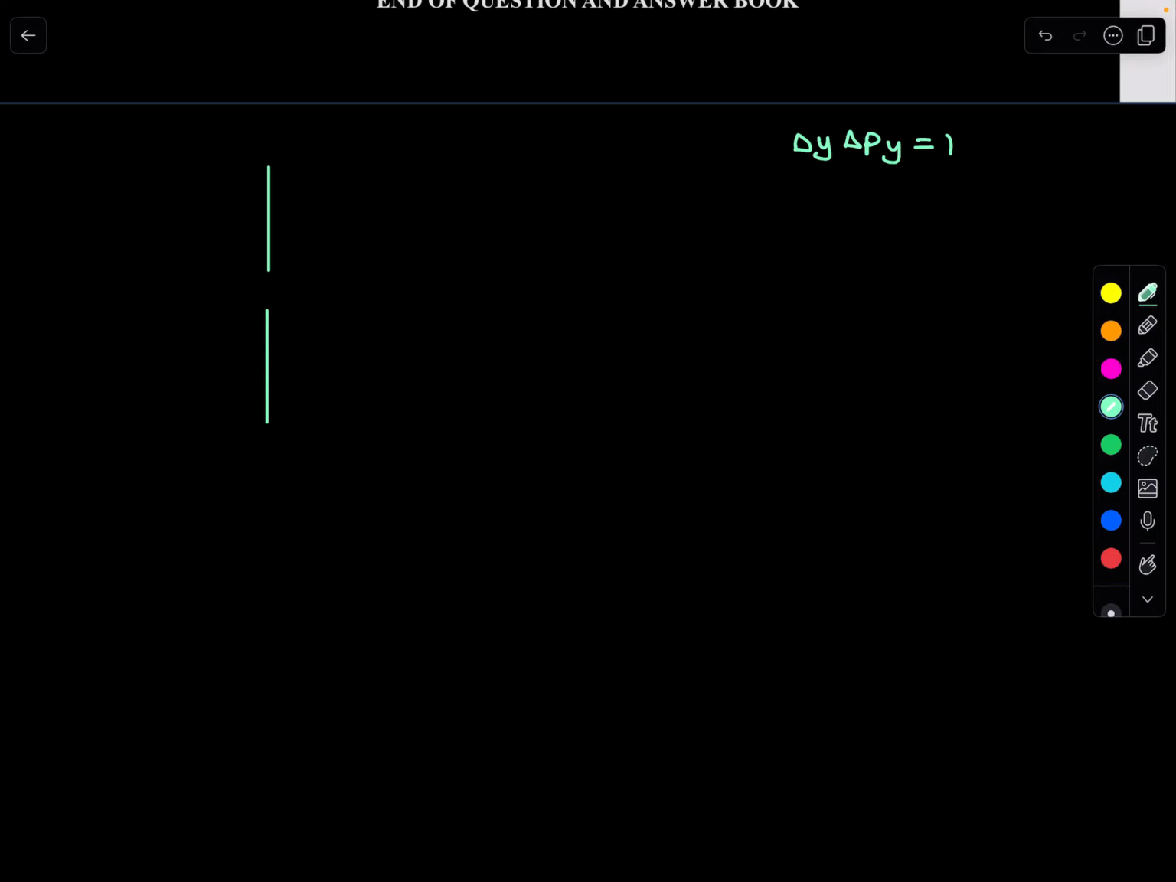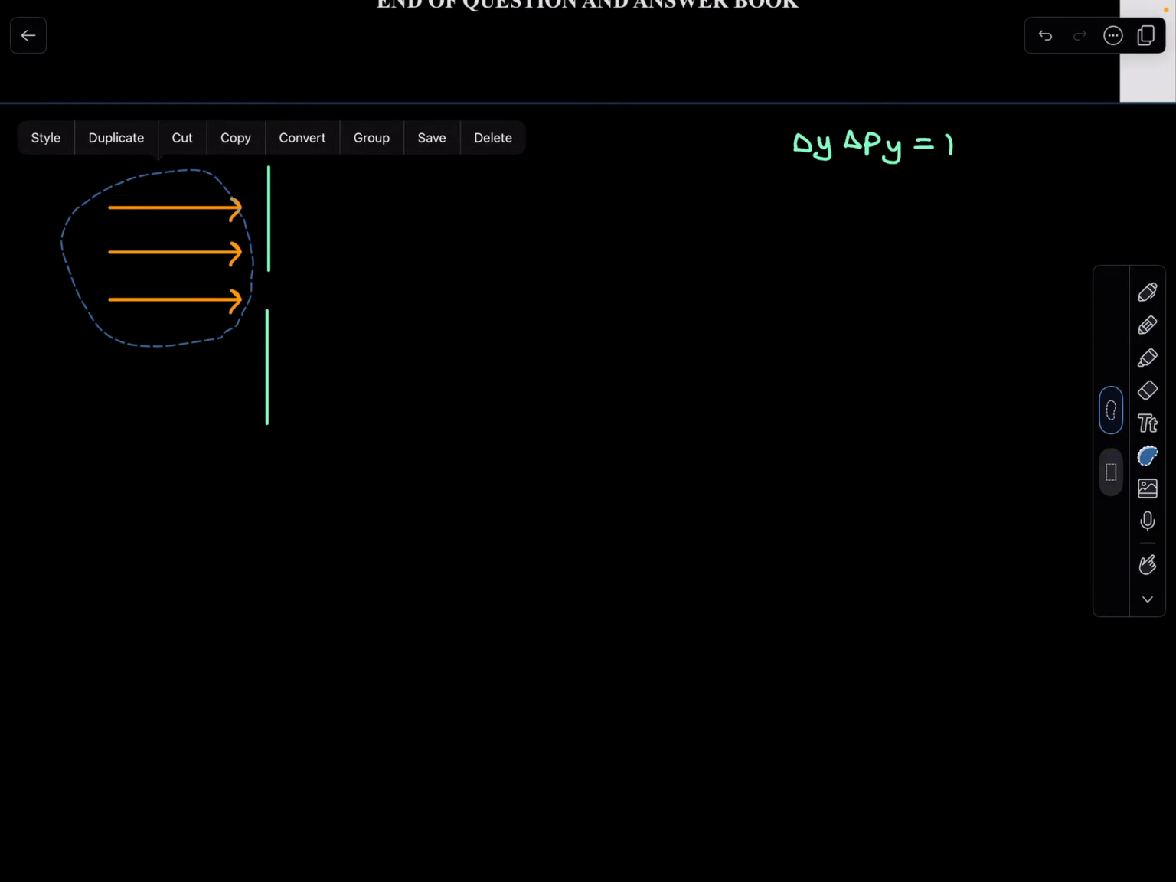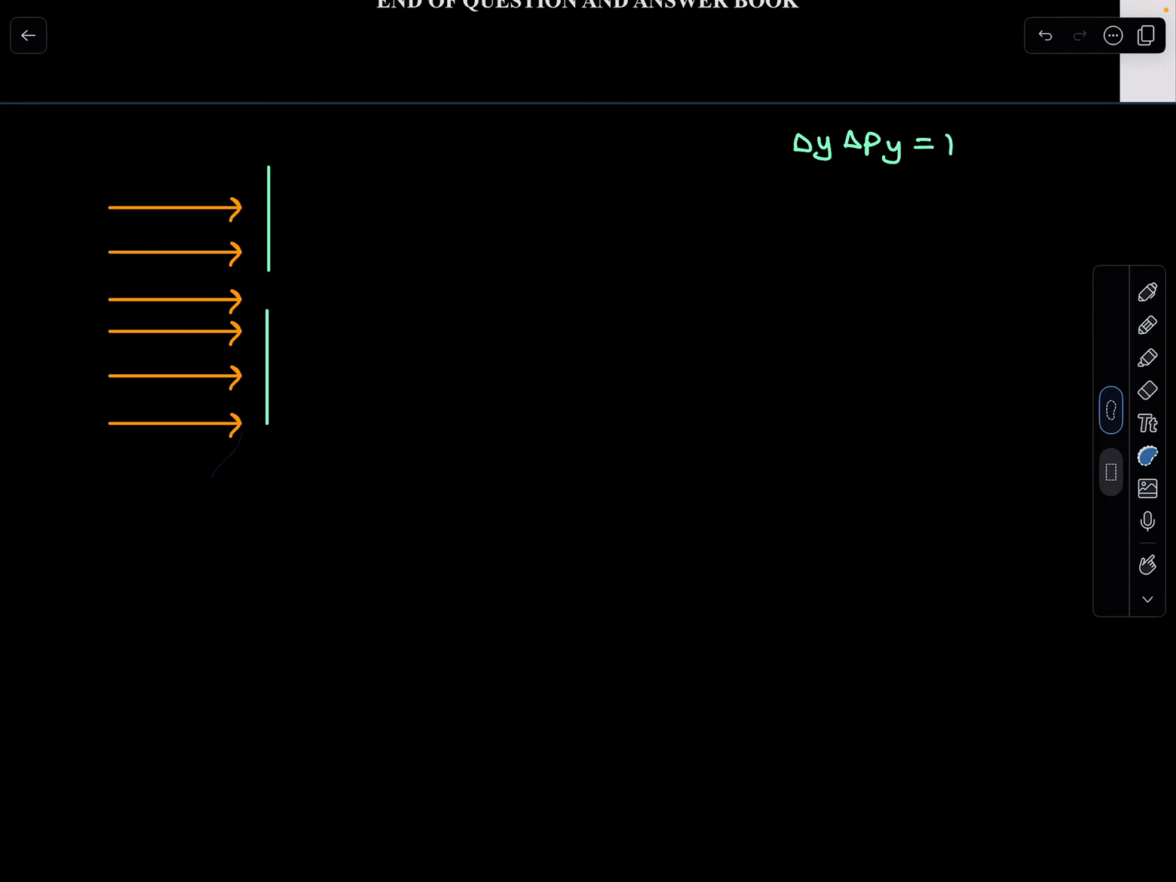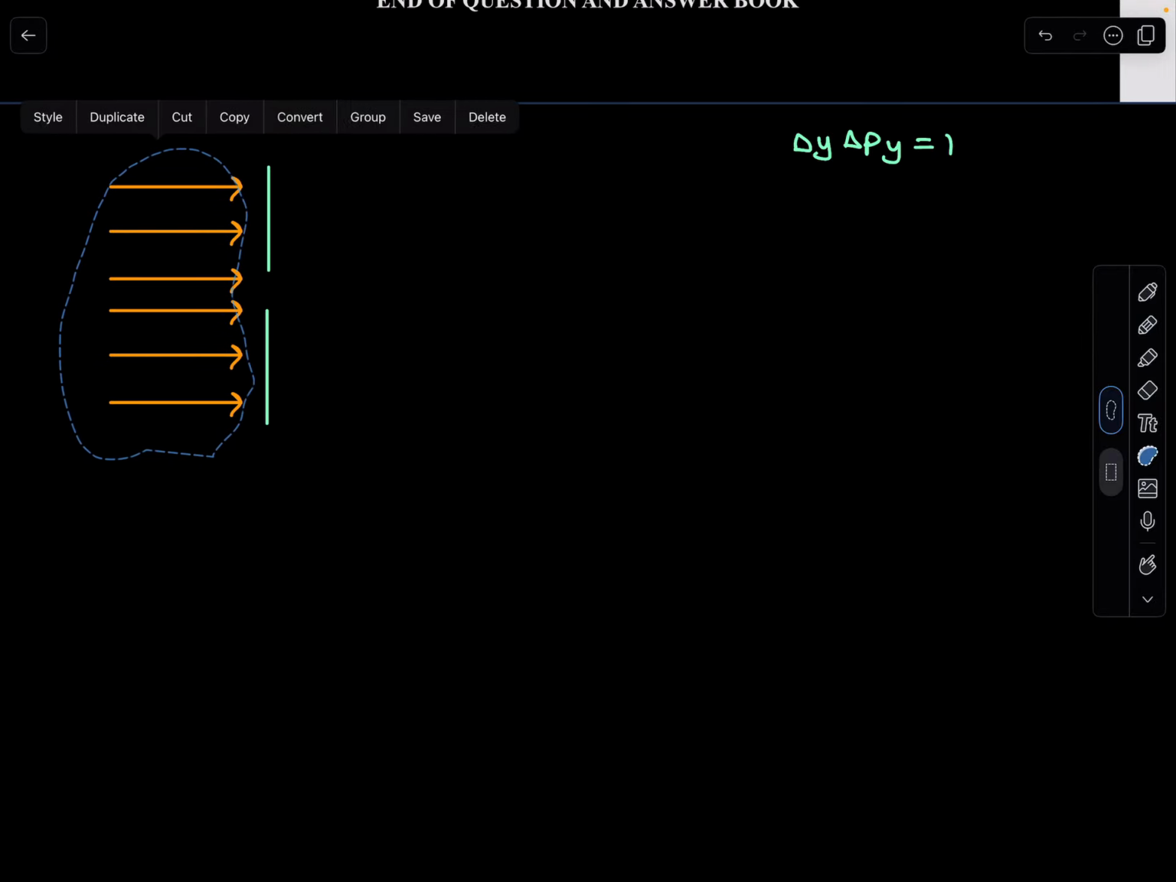So you have exactly a nice slit here. Say these electrons are going to be going to the right. I'm going to duplicate these electrons going to the right, like this. So these electrons are basically going to the right.